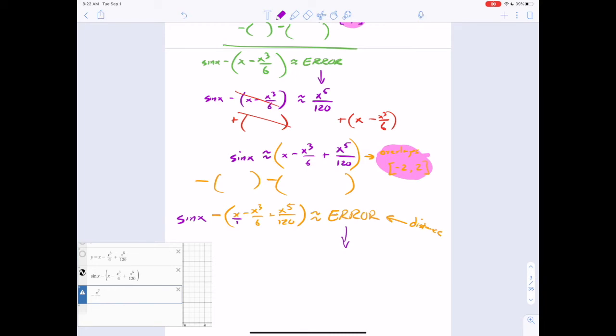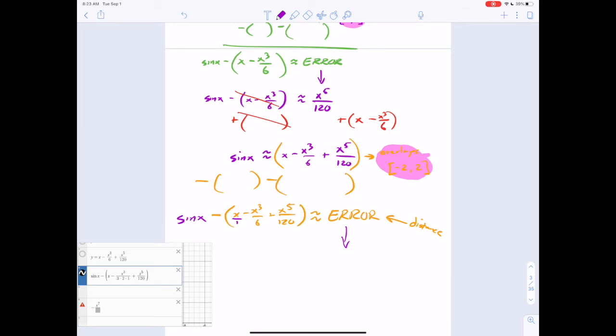But 6 here, another way to write 6 is 3 times 2. Actually, no, I'll do 3 times 2 times 1. Okay? 3 times 2 times 1 is 6. Right? So where do you guys think we got 120 from?